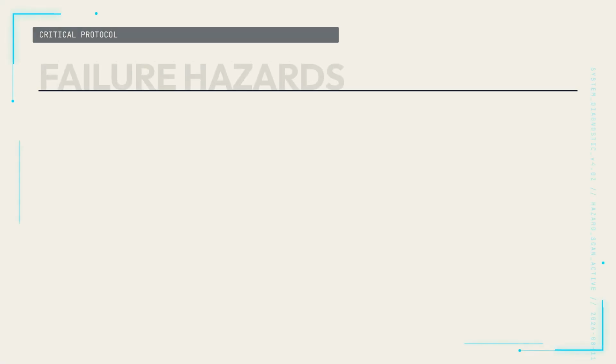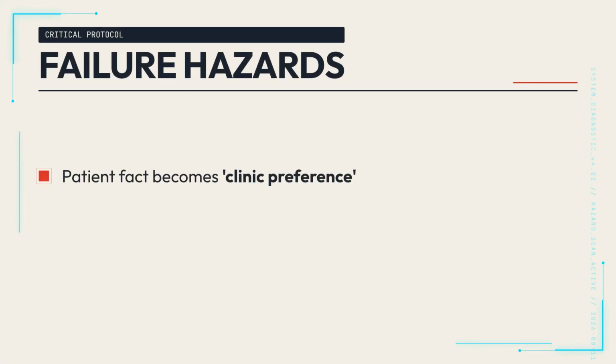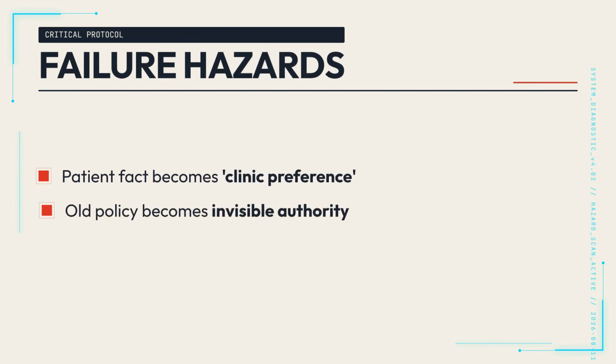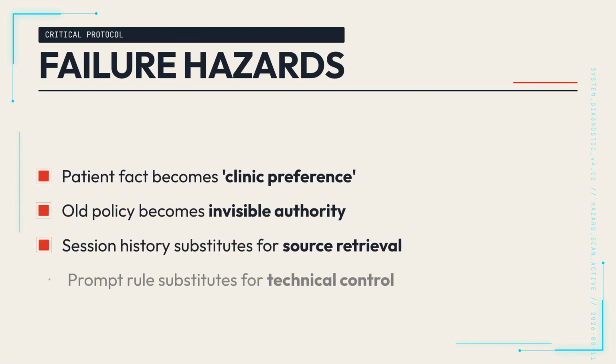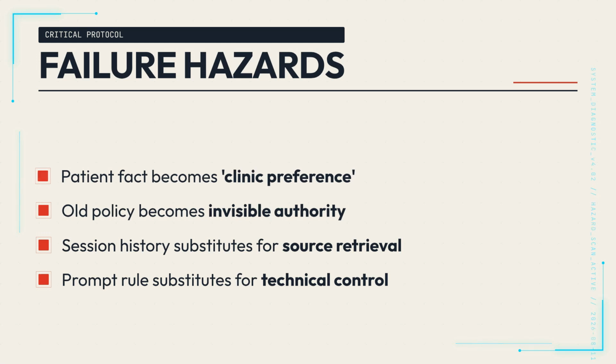The most dangerous memory failure is contamination. A clinician corrects one patient's fact and the agent treats it as a clinic-wide convention. That is why patient facts must not be written into institutional memory. Stale policy is another risk. Every durable instruction needs an owner and a review cadence. Finally, no prompt file can substitute for technical controls. Do not retain PHI is a policy, but enforcement requires narrow tools and logging.